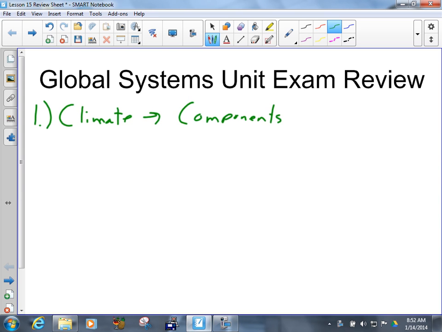Is it important for you to know the difference between the components of climate and the factors that affect it? It is very important. Not only because there could be a multiple choice question that says which of the following is not a component of climate, but also because you are more than likely going to be given a question that involves a geographic location. All right, so let's say a specific city within Canada, and you're going to be asked, describe the biggest factors affecting the climate for this location. Now, if you don't know the difference between the components of climate and the factors that affect it, are you going to get that question right?